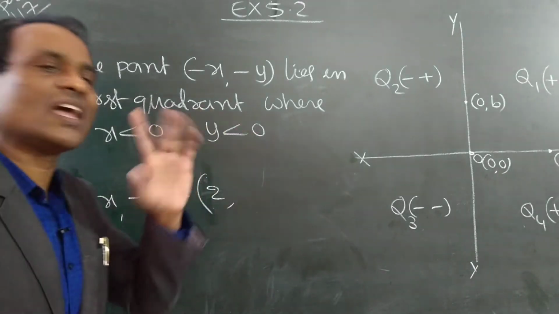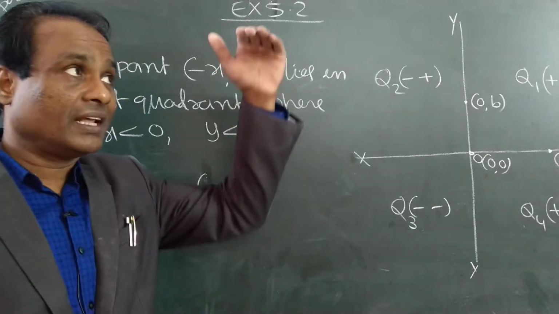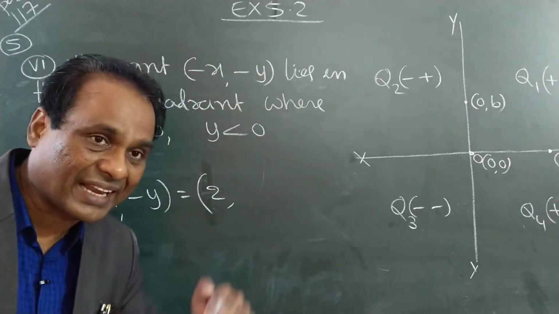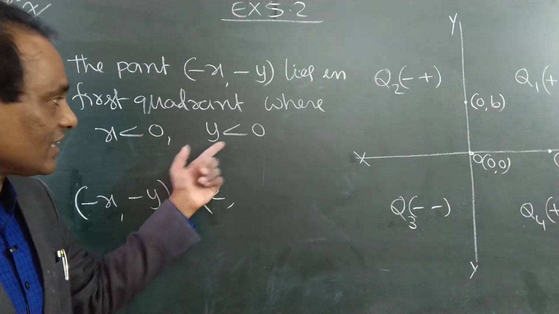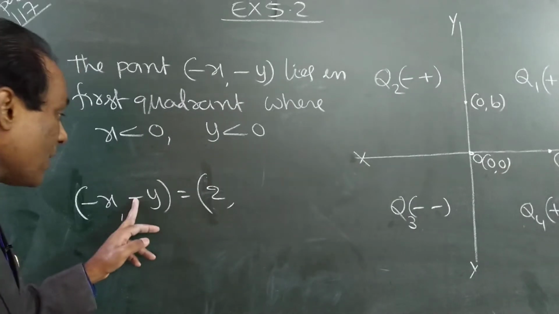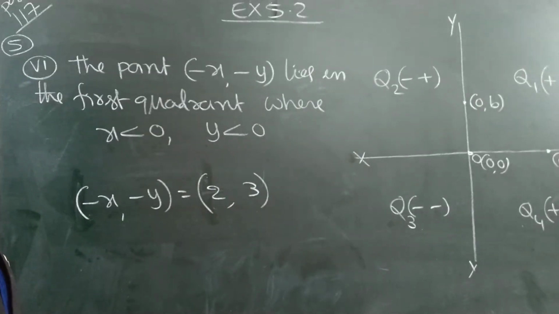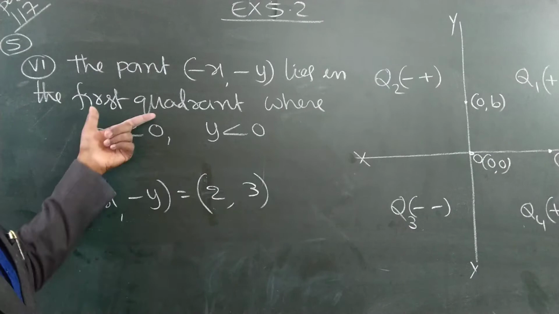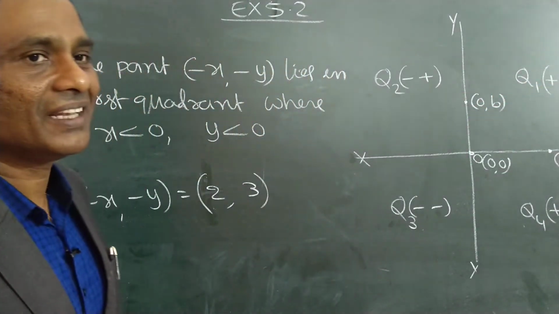Tell some y value which is less than 0. Less than 0 means negative only: -1, -2, -3, -4, all negative numbers are less than 0. Say y value is -3. So y is -3, and minus of minus is plus 3. So (2, 3), does it lie in the first quadrant? Yes, it lies in the first quadrant. It is true.